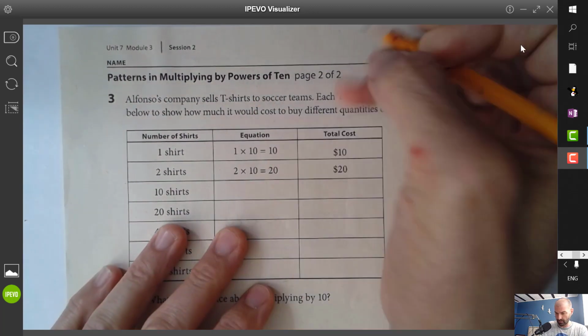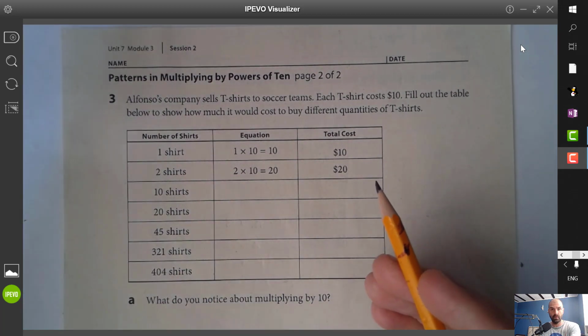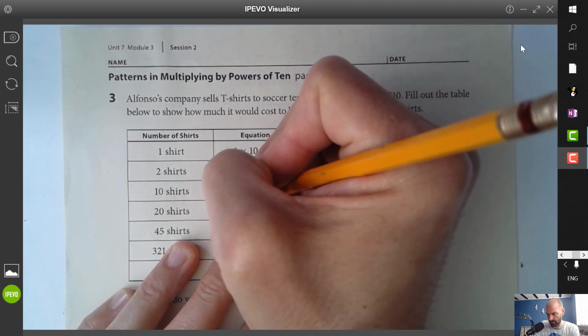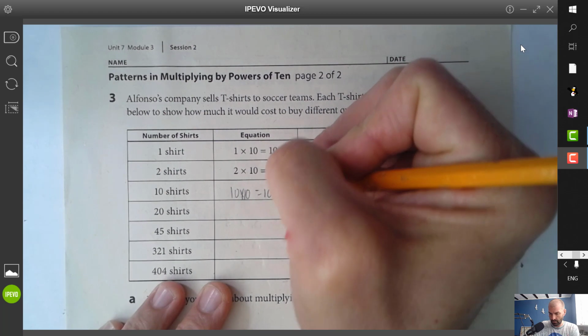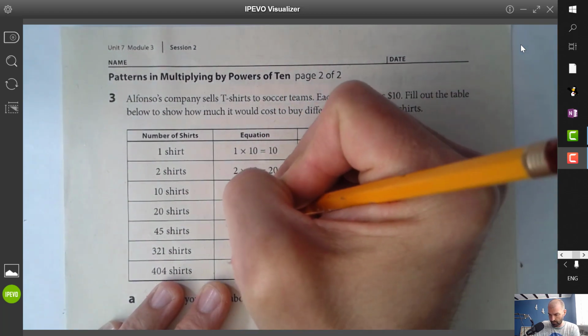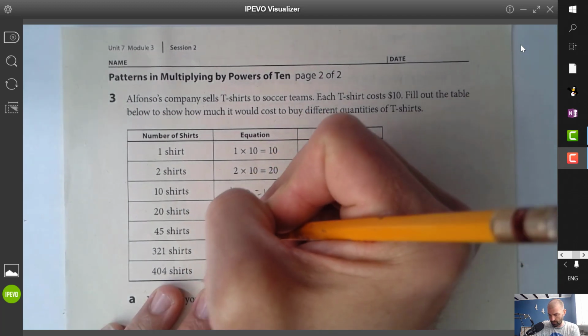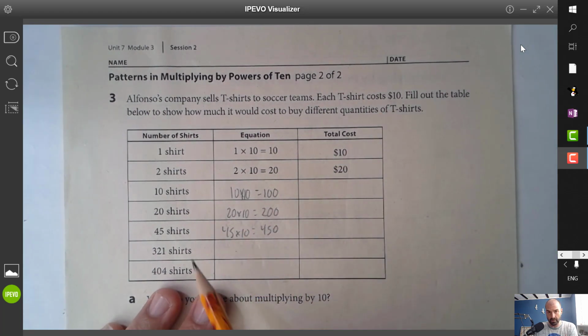Now let's see what this does. So we're just multiplying by 10. There's no fraction equation here because our number is greater than 1, I would imagine. So we have 10 times 10, that equals 100. 20 times 10 equals 200. I'm just going to go down this way. 45 times 10 equals 450. Again, our numbers are shifting one spot to the left.